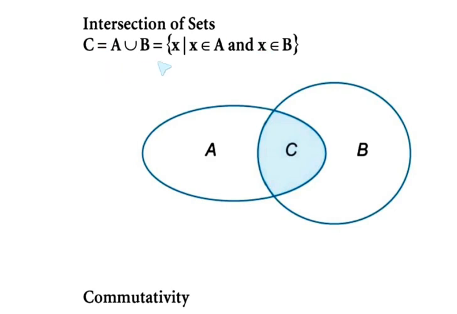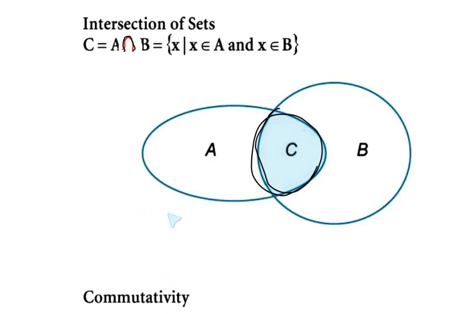Intersection of sets. A intersection B is equal to the set of X such that X belongs to A and X belongs to B. That means it should be in A and the same element should be in B, so it should be here only. This area is called the intersection of sets.